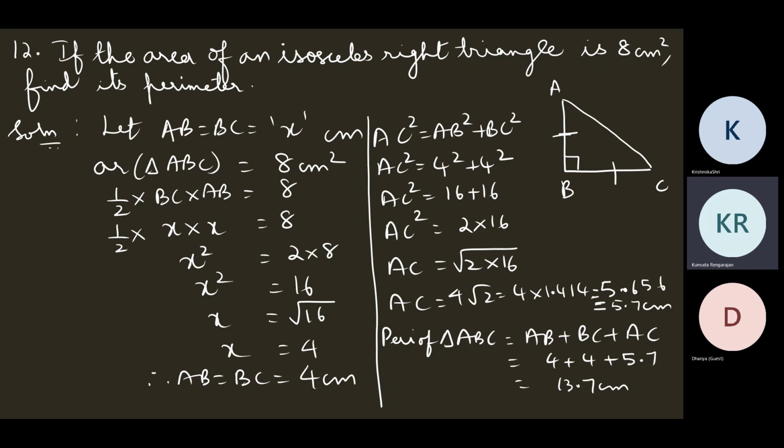See, none of the sides were given. Only area was given. Using that information, we constructed an equation and we found x, which are the equal sides AB and BC. And then using Pythagoras theorem, we found AC, which is the hypotenuse. Now we have the 2 sides and the hypotenuse. You can find the perimeter.